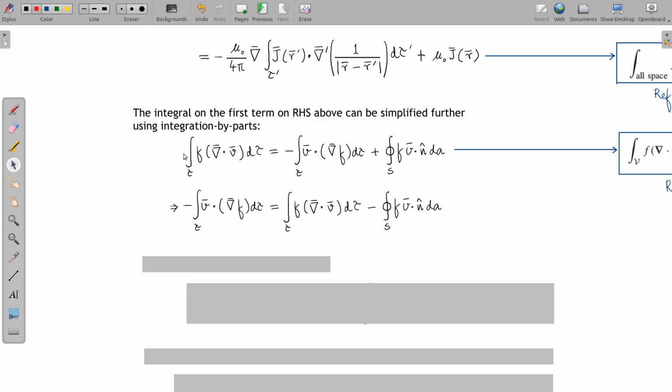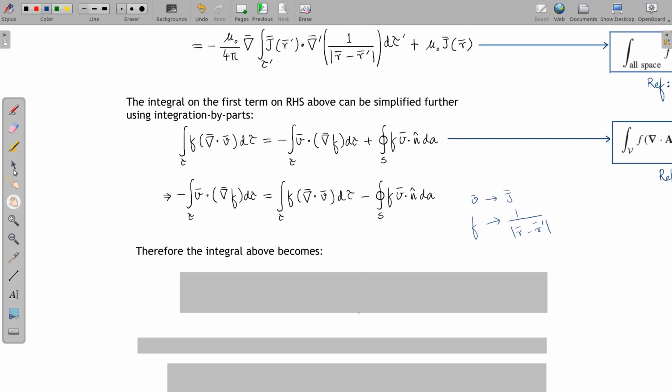Okay, so we can now just apply this over here, and you can see the correlation. The correlation here in this case is, if you compare this one with this, your V is your vector J, and F is 1 by modulus R minus R prime. So when you make this substitution, this is what we get. So the above integral, this is what it becomes.